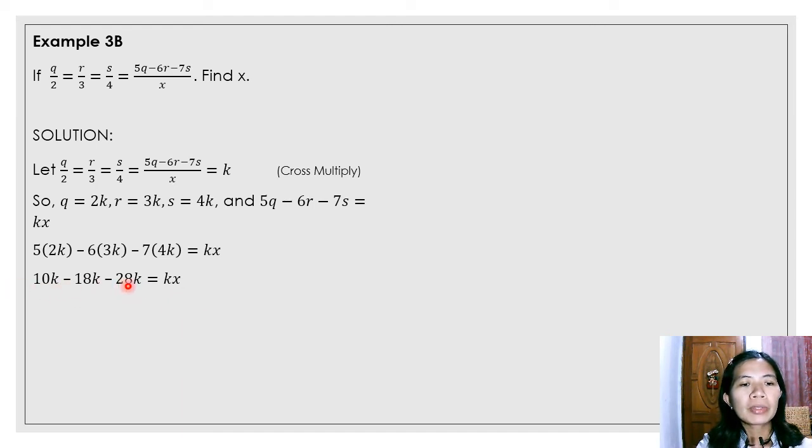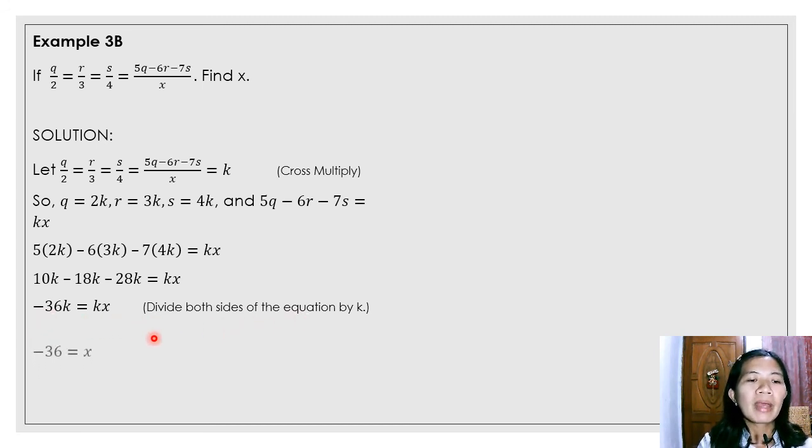Then we are going to simplify this by combining. So 10 minus 18 minus 28 equals negative 36k, equals kx. So divide both sides of the equation by k. So the value of x is negative 36. That is now the value of the unknown variable.